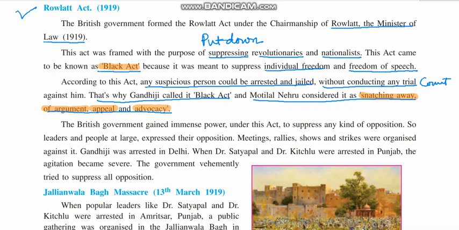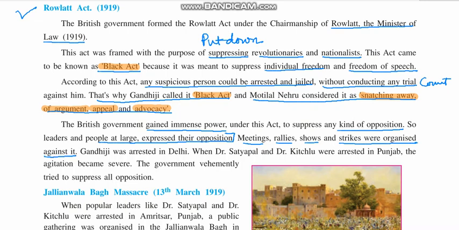So this was a very bad act as per the Indians, but it was very good for the Britishers. The British government gained immense power. They got a lot of powers under this act to suppress any kind of opposition. So the leaders and the people at large expressed their opposition on a large scale. Meetings, rallies, shows, and strikes were organized against it.